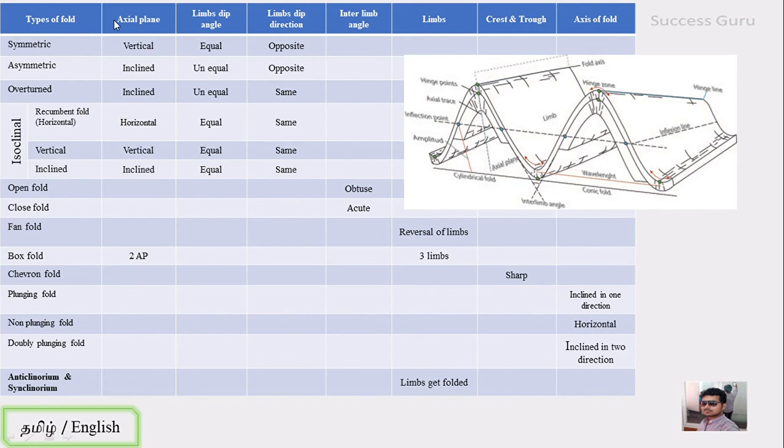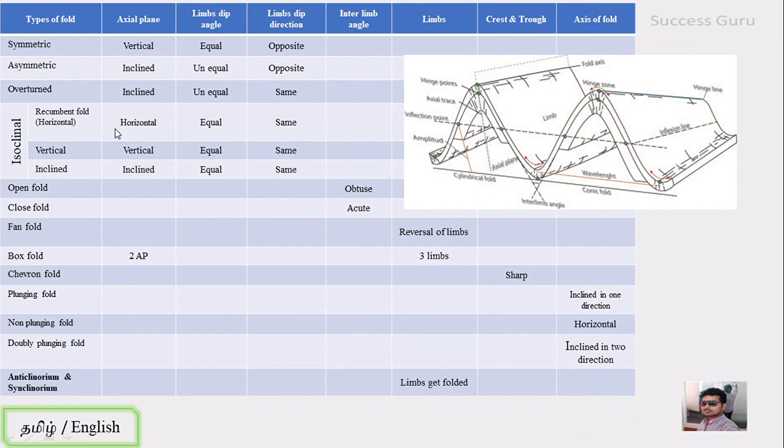You remember this is the axial plane, and the limb dip angle, and the limb dip direction and the interlimb angle. Then the limbs, any properties there, they will mention the crest and trough and axis of fold. These are the main six properties which you are going to compare.